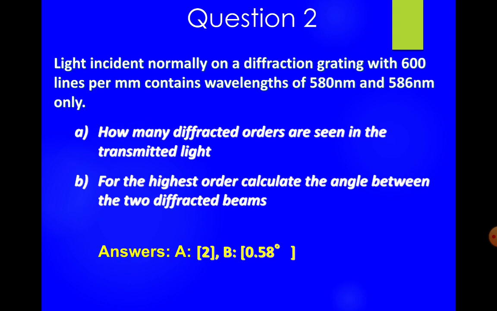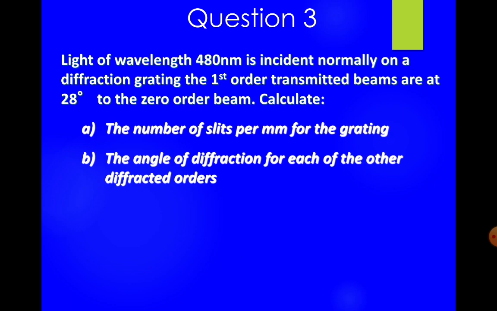Question number 2. Light incident normally on a diffraction grating with 600 lines per millimeter contains wavelengths of 500 nanometers and 586 nanometers only. How many diffracted orders are seen in the transmitted light? In this case, it is 2. For the highest order, calculate the angle between the two diffracted beams, and that should be 0.58.